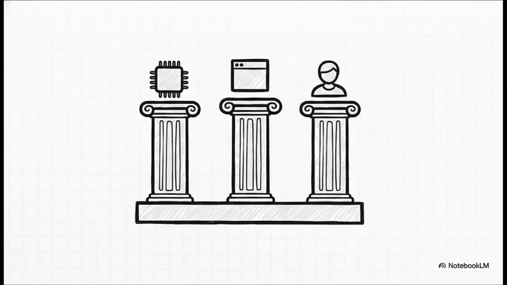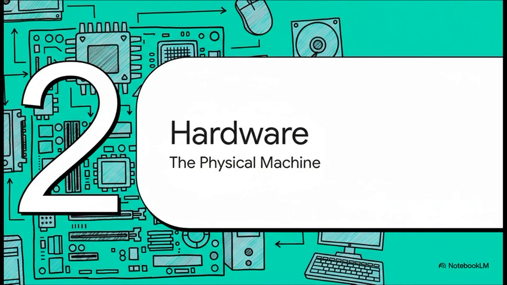And it turns out, every single computer system, from the phone in your pocket to the biggest, most powerful supercomputer, is built on three fundamental pillars. So let's break down each one. All right, let's kick things off with that first pillar, hardware. This is everything you can physically see and touch. It's the tangible foundation of the whole system.